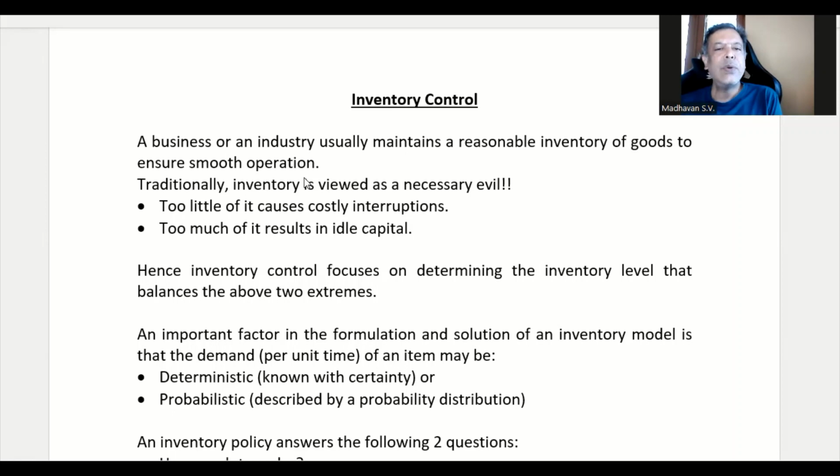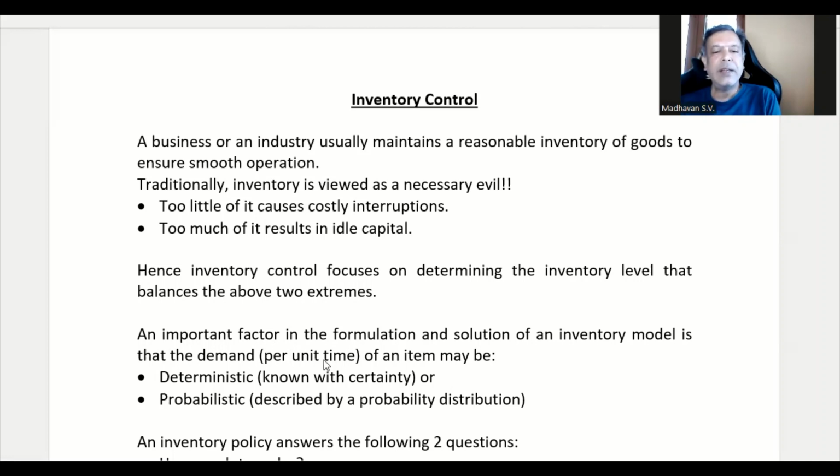Traditionally, inventory is viewed as a necessary evil, necessary because it will avoid any interruptions, evil because it actually adds to the cost to the company. So too little of it causes costly interruptions. Too much of it results in idle capital. That is why we say it is a necessary evil. Hence, inventory control focuses on determining the inventory level that balances the above two extremes.